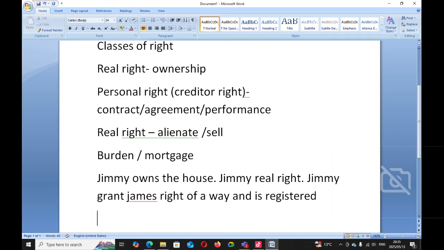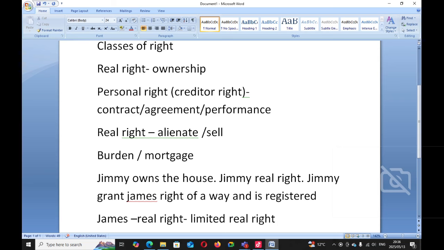Now, in this statement, Jimmy has a real right. What about James? Because Jimmy has transferred his real right to another person, James will have a real right. But because Jimmy has registered another right on behalf of another person, it means that Jimmy has transferred part of his real right. Therefore, James has a real right, but in property law it is not a fully real right. We call it a limited real right.